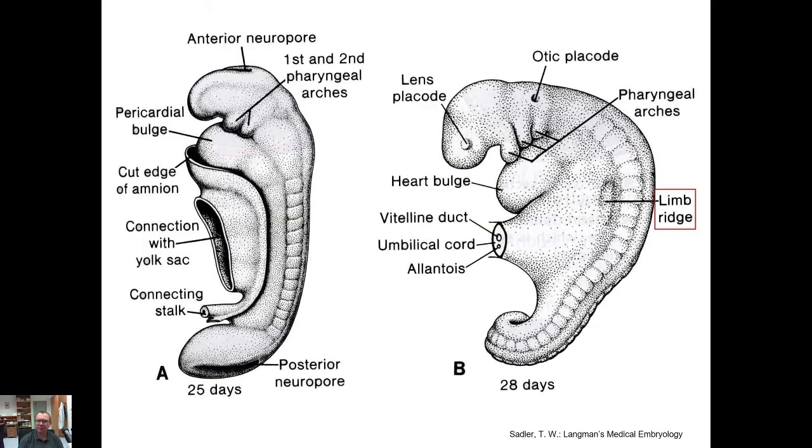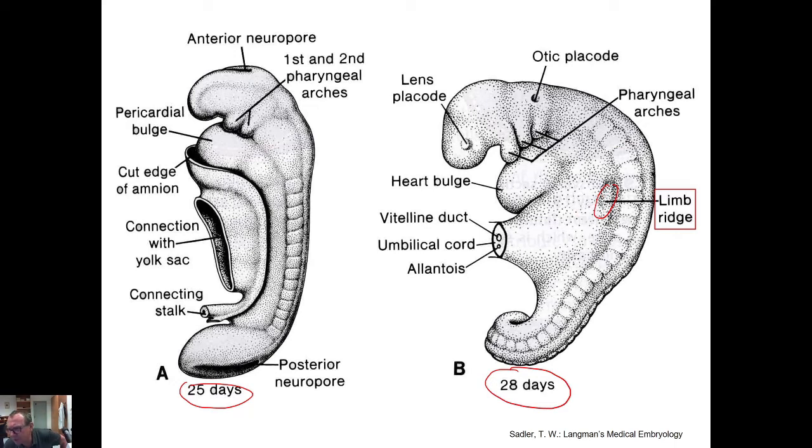Let's go to development of limbs. Limbs are structures which are developing little later than the others. They start to form at the end of the 4th week. This is the embryo at the 25th day. It still hasn't got any signs of limbs, but the embryo at the end of the 4th week, 28th day, has got one limb ridge. Of course, it has 2 limb ridges. Another one is on the other side.